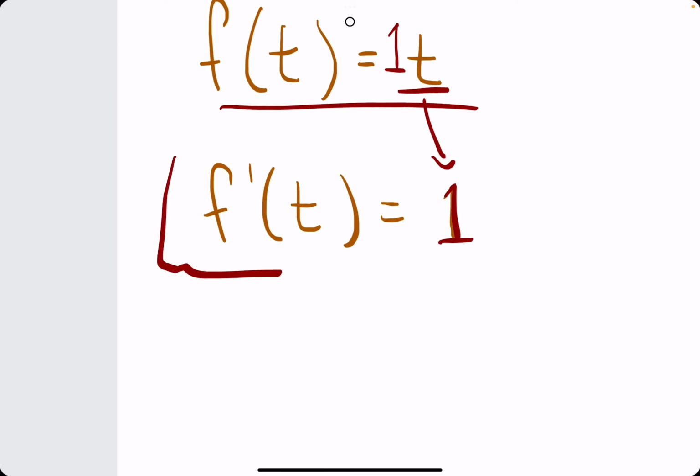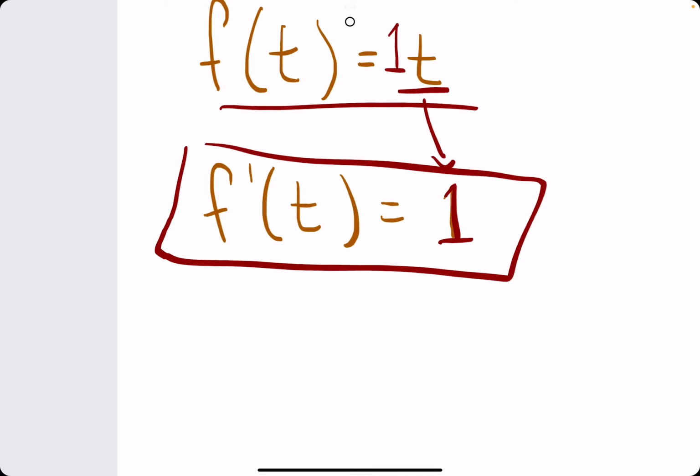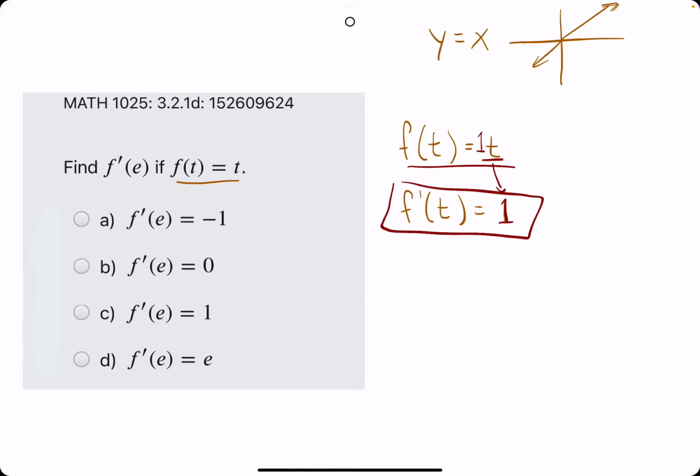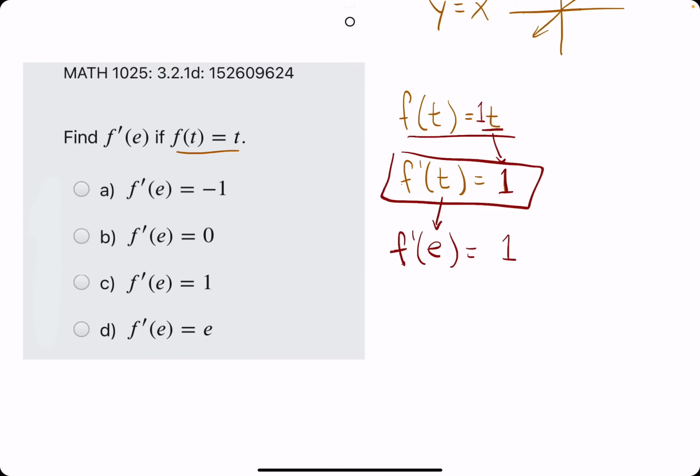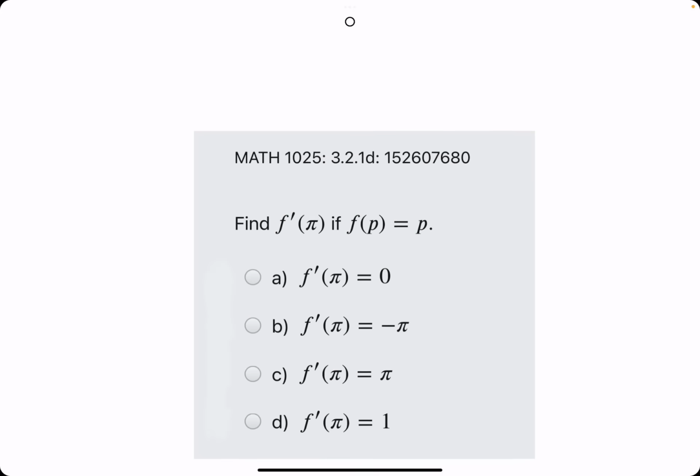And so what this means is for any t value, the derivative f prime will be equal to 1. So if they ask us to find f prime of e, again, for any t value, and in this case our t value is e, the f prime value is 1. So in this case, f prime of e would be 1. All right, let's try a couple more.